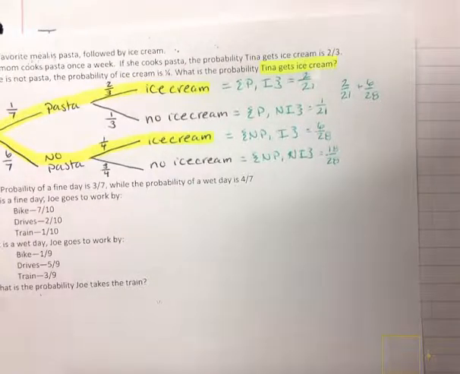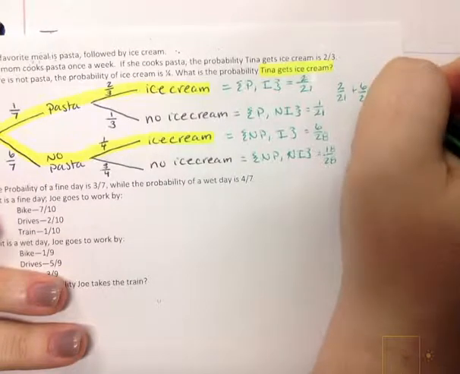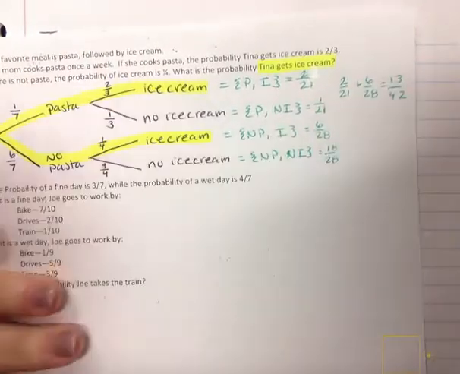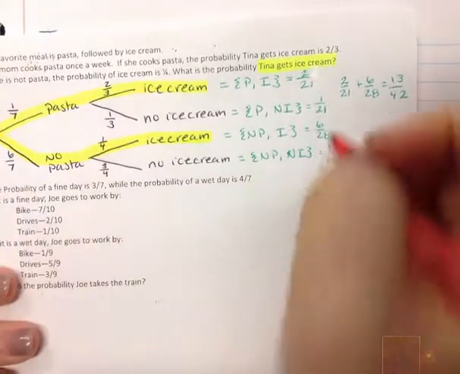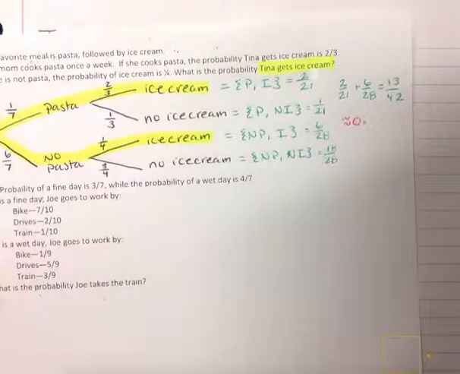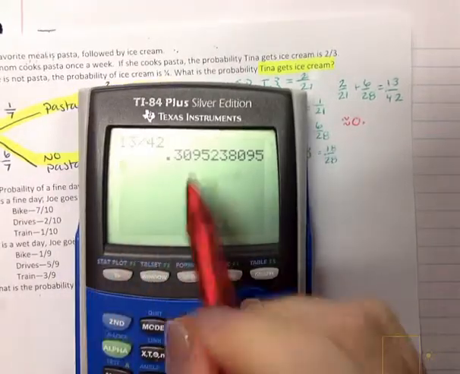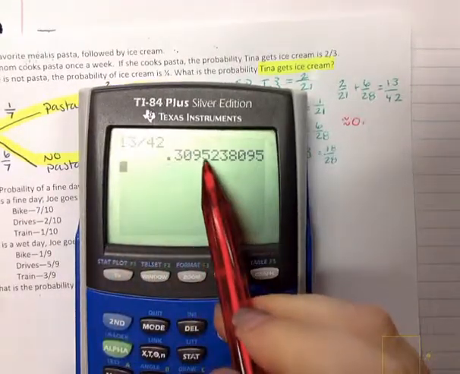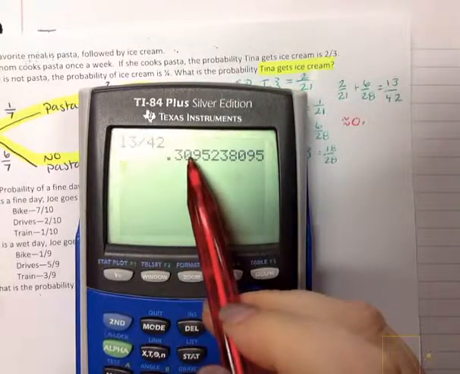2 out of 21 plus 6 out of 28 as a fraction is 13 out of 42. Now we do want the probability of this happening, so 13 out of 42 is approximately 0.3095. For 3 significant figures, that 5 makes the 9 go to a 10, so this would be rounded to 0.310.